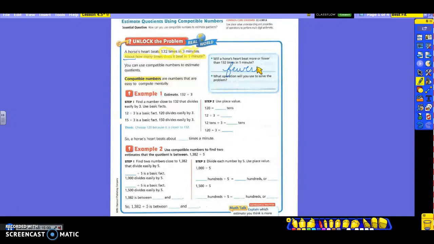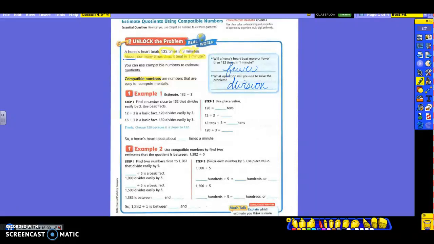And I want you to think about what operation we're going to use to solve this problem. So what operation do you think we're going to use to solve 132 and 3? Mackenzie? Division. So you're going to write division here. Now guys, if you pay attention to what's going on the page, does it kind of already give you that? Yes, it does. Plus, what have we been concentrating on in this chapter? Division. So if you look, they're going to estimate the 132 divided by 3.